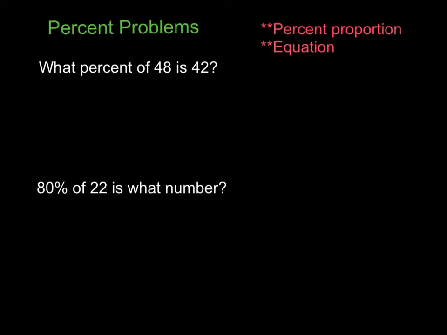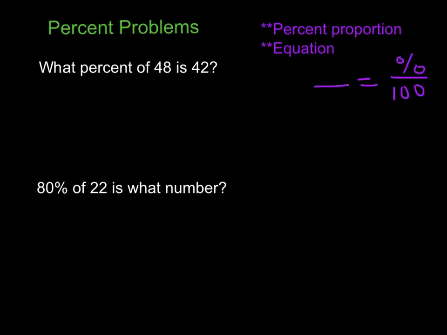When we solve percent problems, there are 2 main ways that we can do this. One is by using the percent proportion, which you will have to have memorized. And the percent proportion is when you set up 2 equivalent fractions. They are involving percents, so your percent is always out of 100.